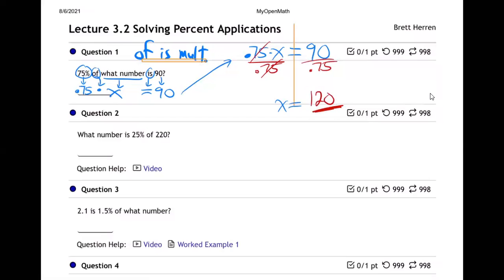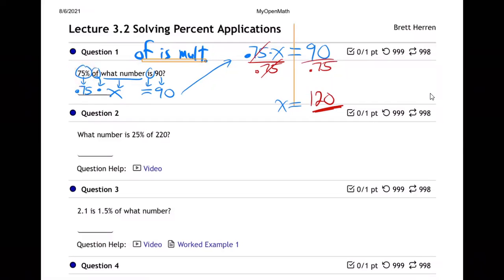So they said 75% of what number is 90? 75% of 120 is 90. Hey, by the way, that makes sense, doesn't it? It's always good to double check if the numbers make sense. Remember, if I said I ate 75% of the candy bar, I always use candy bars, that means most of the candy bar, right? 3/4 of the candy bar. Or 75% of the football game is over. It means we're at the end of the third quarter, right?